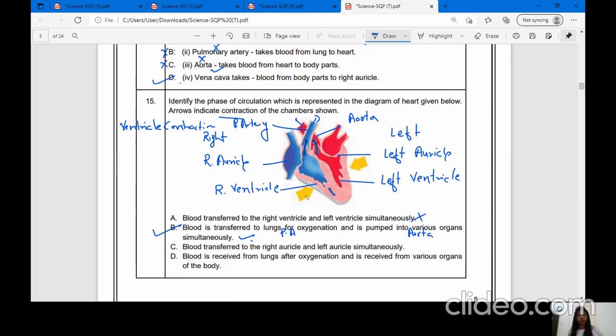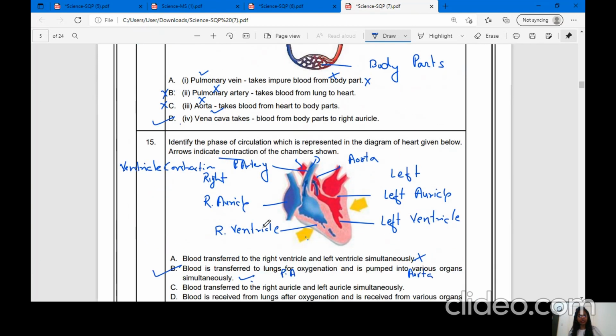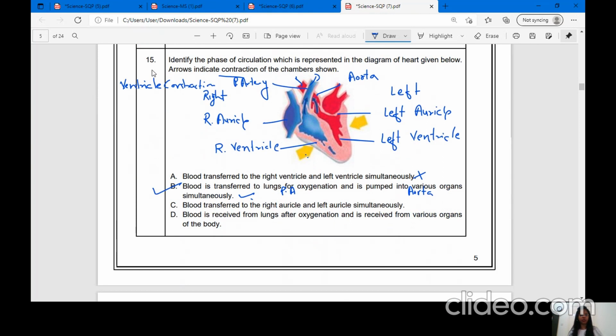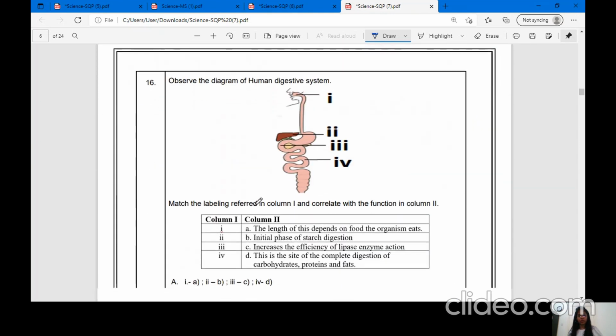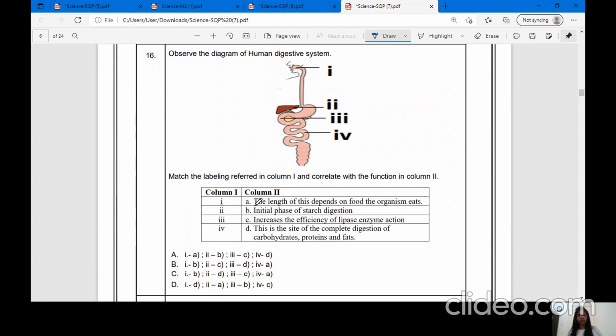Sometimes I have seen the right answer has a longer sentence, I have seen this many times. So okay, here it is B. So how many ticks will you give? You have to analyze the question, so it's not a very easy question, so one tick. Now here it is the digestive system. It's a little complicated question. But with practice we will master the skill.